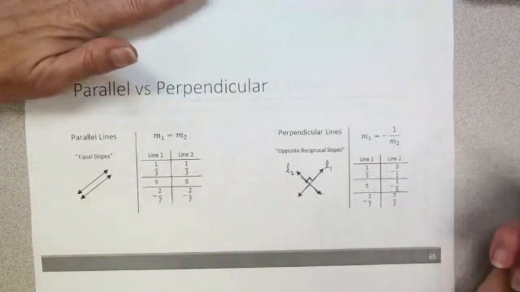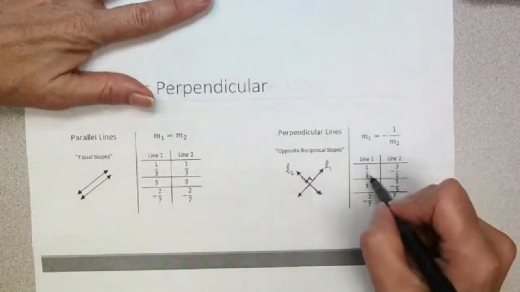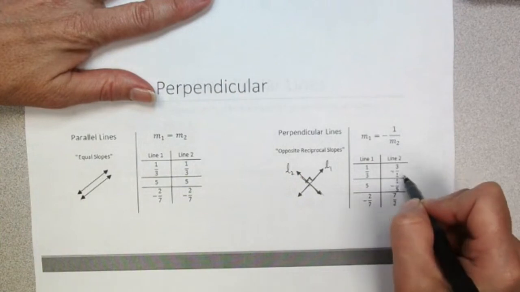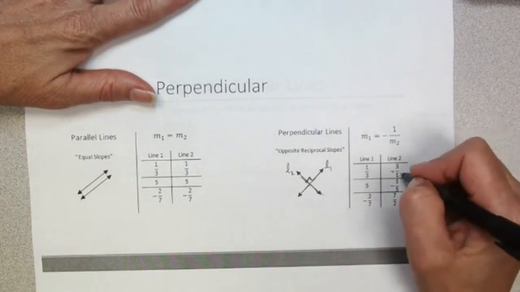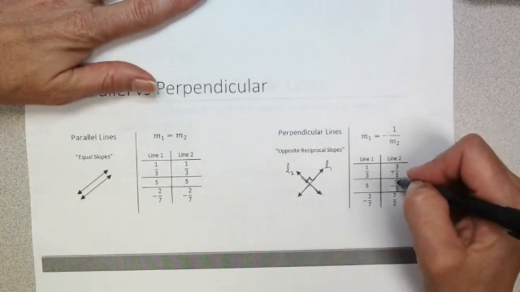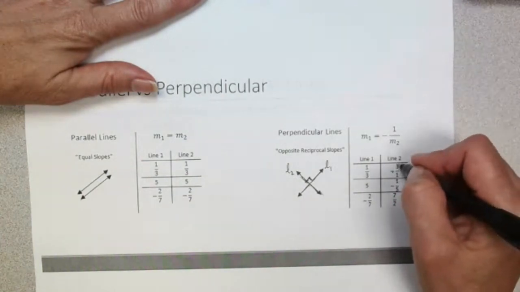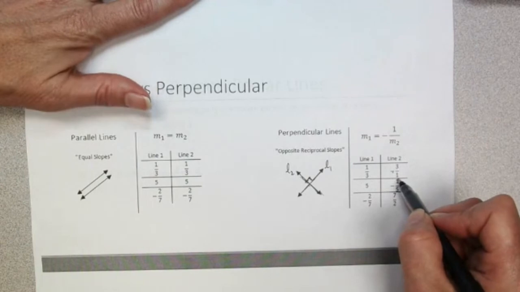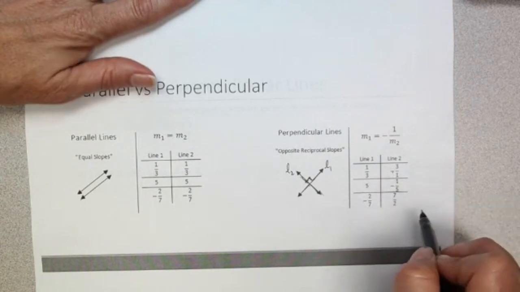So here's some examples. If the slope of line 1 is 1/3, the slope of line 2 would be negative the reciprocal of 1/3. One way to think about the reciprocal is it's just a fraction that's flipped, right? When I multiply 1/3 by 3 over 1, I get 1. That's what makes them reciprocals.